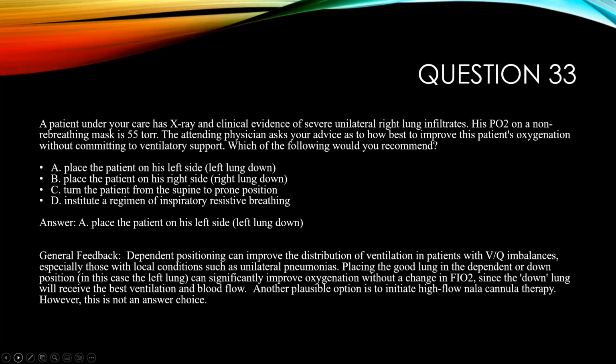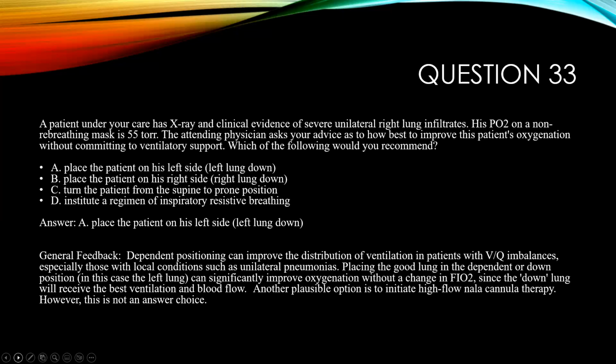Dependent positioning can improve the distribution of ventilation in patients with VQ imbalances, especially those with local conditions such as unilateral pneumonias. Placing the good lung in the dependent or down position, in this case the left lung, can significantly improve oxygenation without a change in FiO2. Since the down lung will receive the best ventilation, and then we'll let gravity do its thing, it'll also receive better blood flow. So you're coming closer to equilibrating the V to Q.